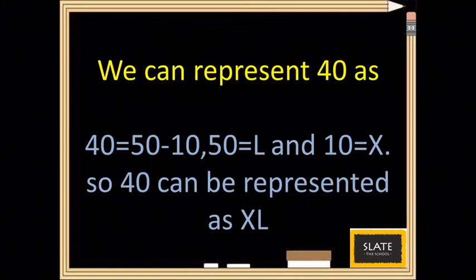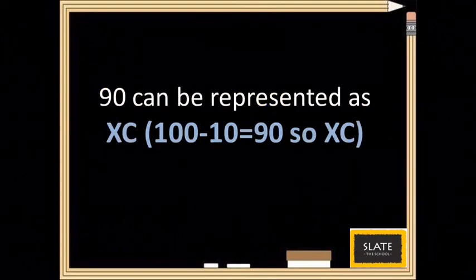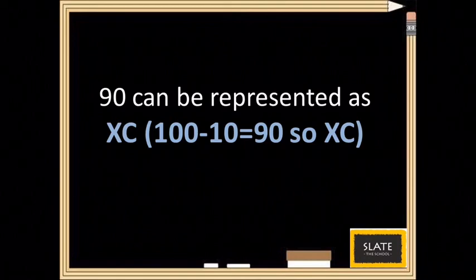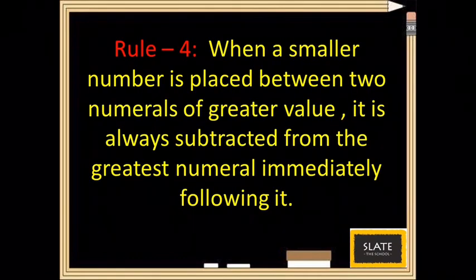Similarly, we can represent 40 as 40 is equal to 50 minus 10. 50 is equal to L and 10 is equal to X. So 40 can be represented as XL. Let's see one more example. 90 can be represented as XC, that is 100 minus 10 is equal to 90. So XC. Now comes rule 4.